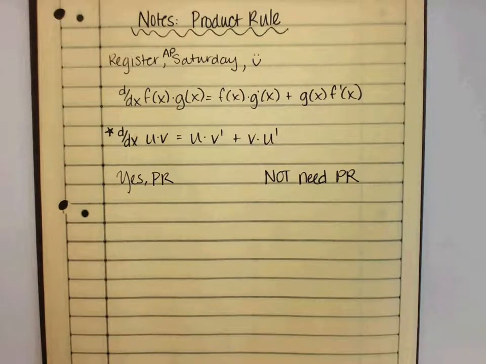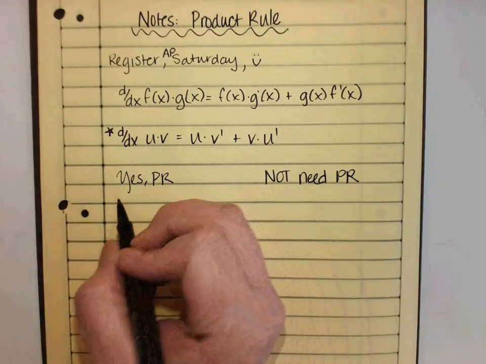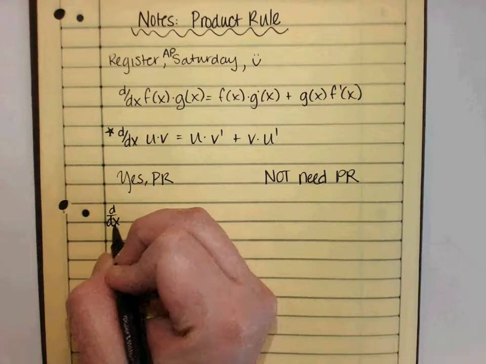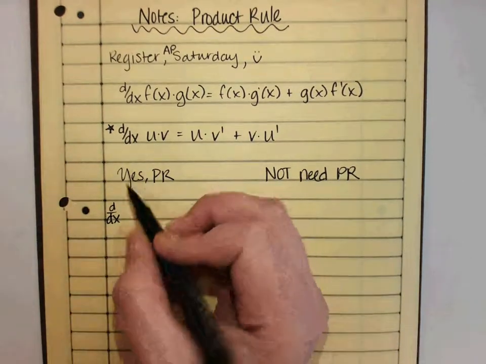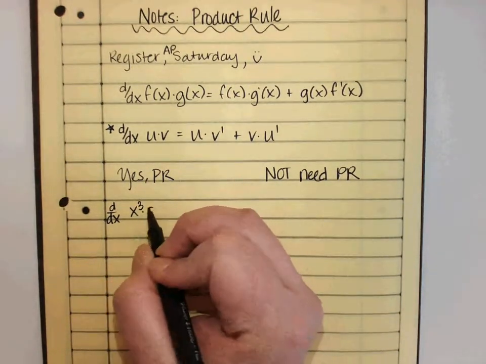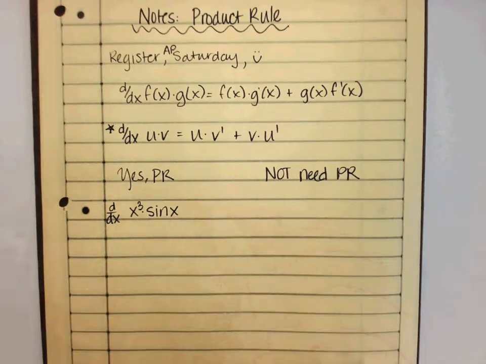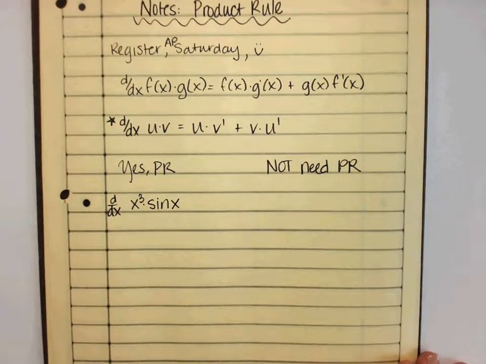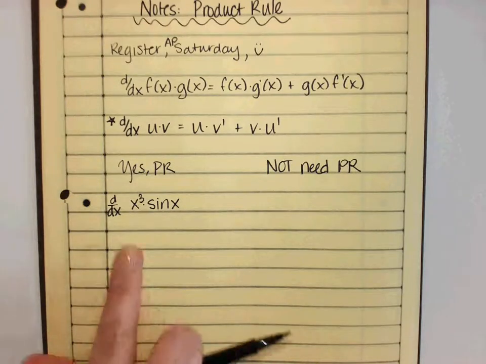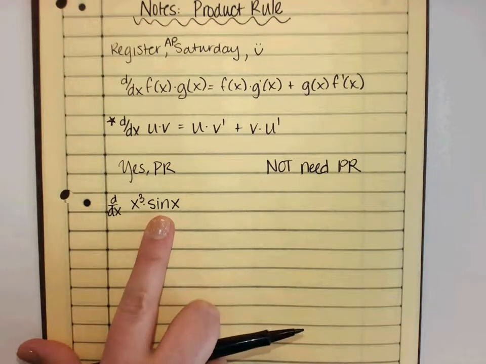If I was taking the derivative, let's say d dx, remember that means derivative, of x cubed times sine x, you would need product rule. Because you're multiplying what, two things? X cubed and sine x.